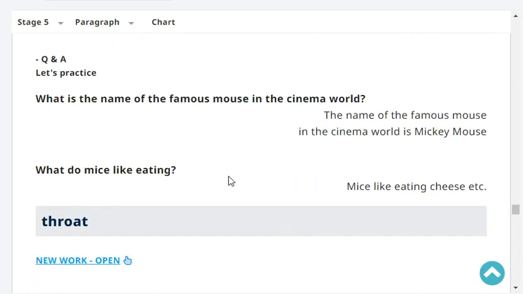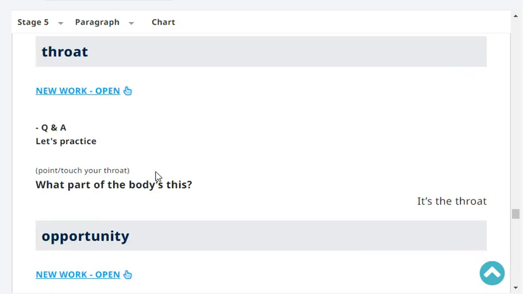What do mice like eating? Mice like eating cheese, etc. Very good. What part of the body is this?